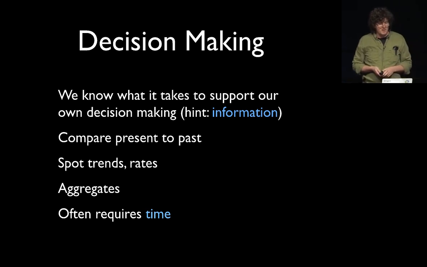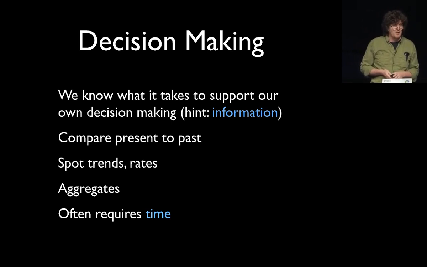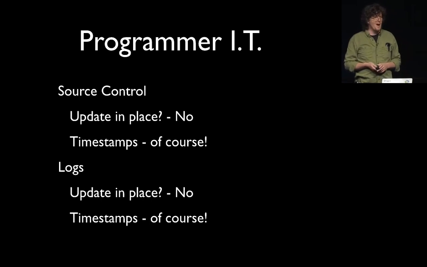We need to compare the present to the past. We try to spot trends and rates and things, especially in our own systems. We often need to aggregate things, right? This is what decision-making is about, both in the large and in the small, and for businesses and for programmers. And a lot of this decision-making requires a time component. So, let's look at programmer IT. Right? Because we also use computers to support our own decision-making process, don't we?